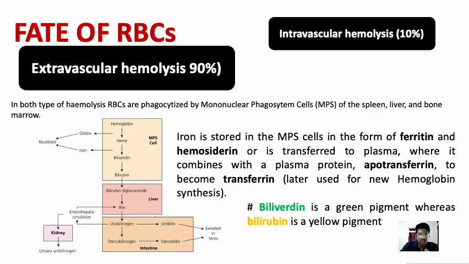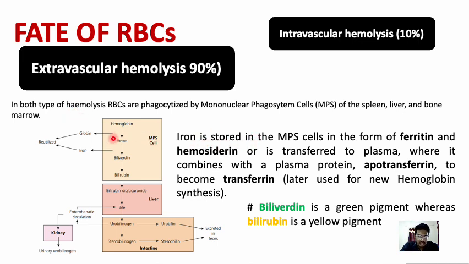The RBCs which are very old have to get destroyed. The destruction of the RBCs is called hemolysis. Hemolysis occurs inside the blood vessel, intravascular hemolysis, which accounts for 10% of RBC destruction, whereas extravascular hemolysis, which occurs outside the blood vessel, accounts for 90% of RBC destruction. In both types of hemolysis, the RBCs are phagocytized by the mononuclear phagocytic system cells, which are seen in the spleen, liver, and bone marrow.